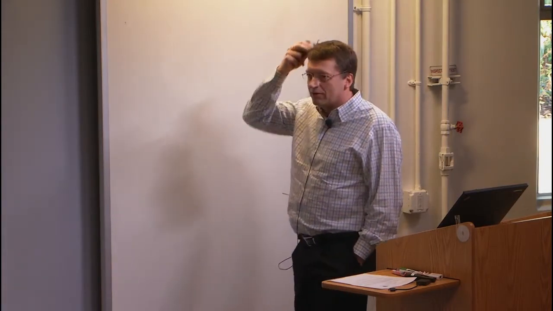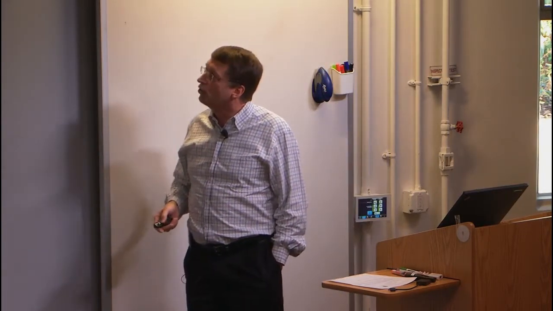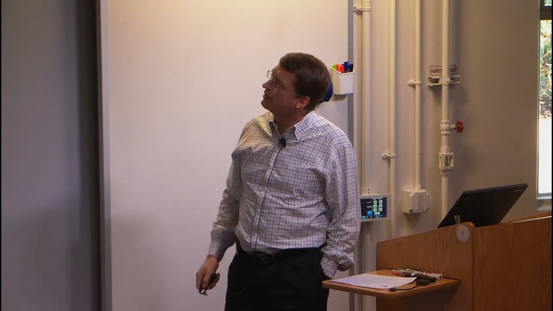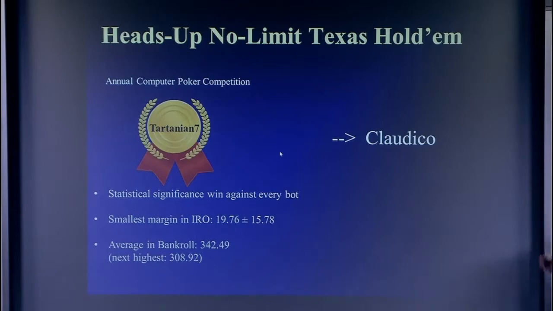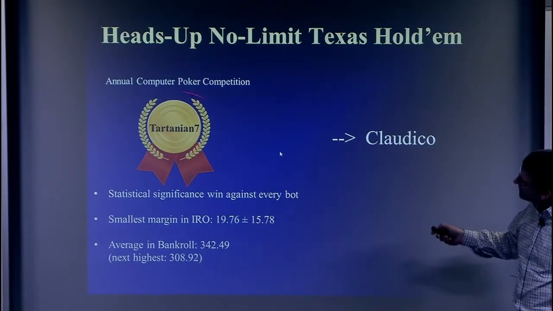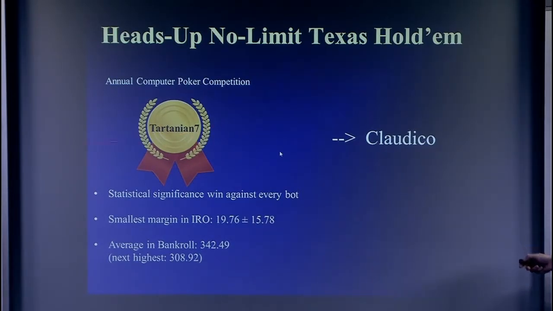So what about the bigger, harder and more popular game of No Limit Texas Hold'em? Again, heads up, two player. This has 10 to the 161 information sets. Well, the best bot, the reigning champion, is Tartanian 7.